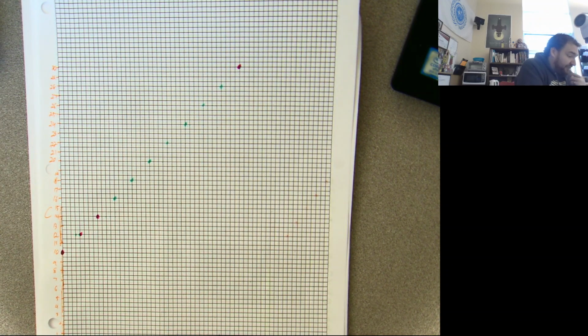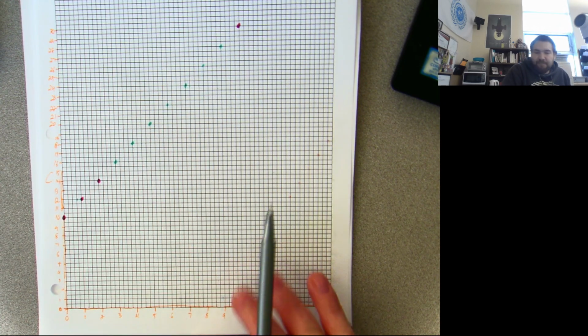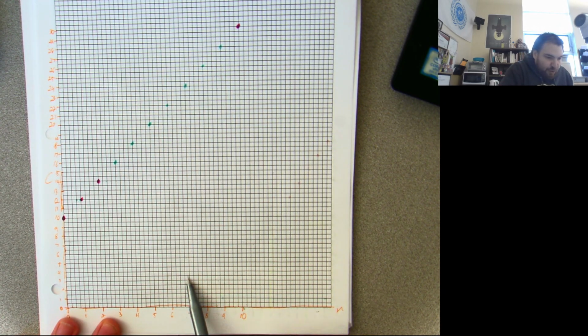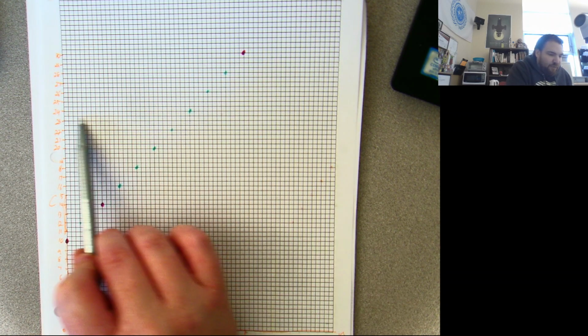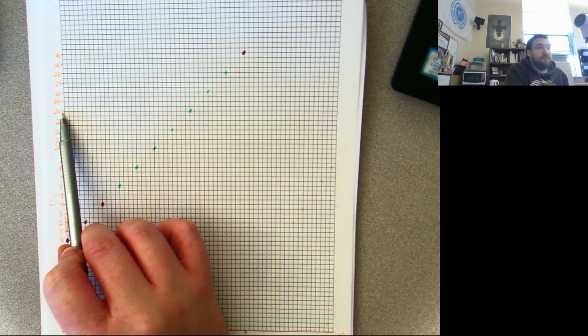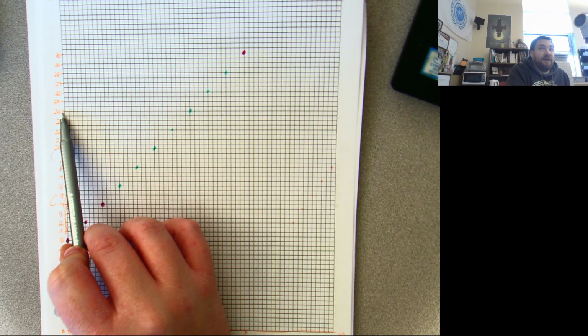So then part C says, what is the total cost for 7 rides? You just go down to the bottom, find where it says 7 rides, go up to where that point is, right there, and follow that over and say, okay, well, it's $24. You can read it right off the graph that I made.